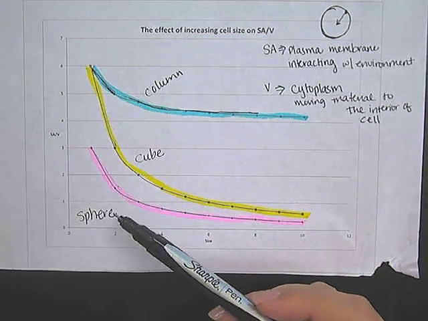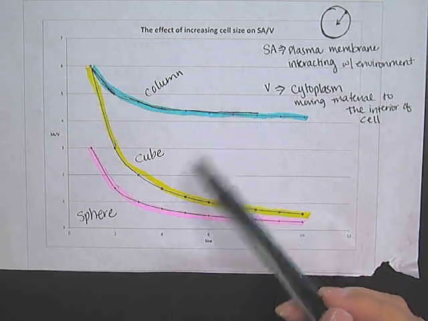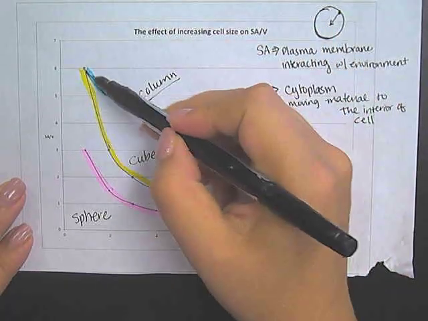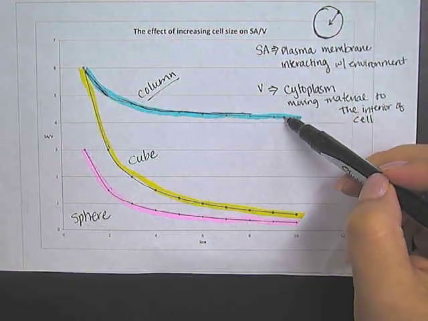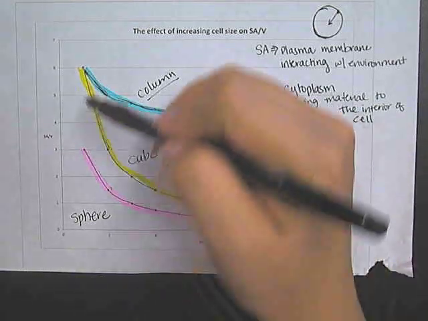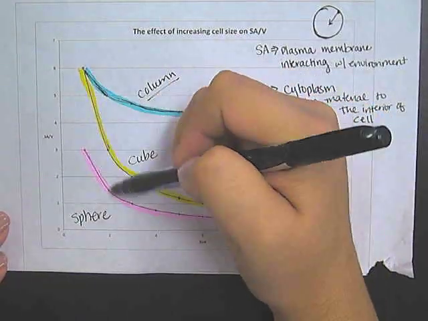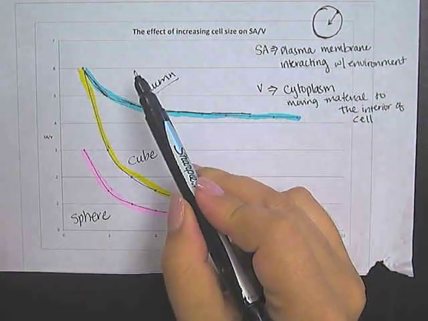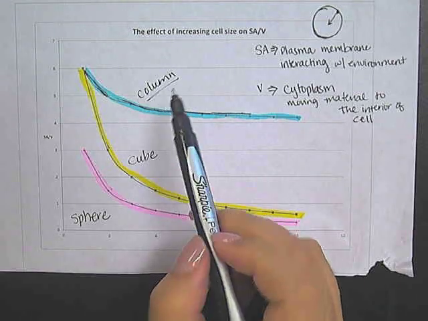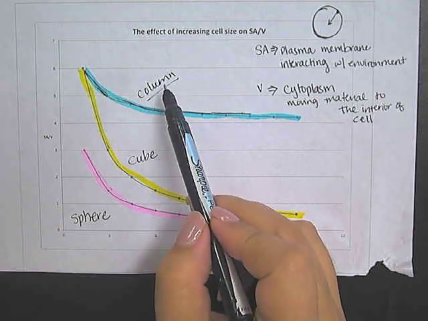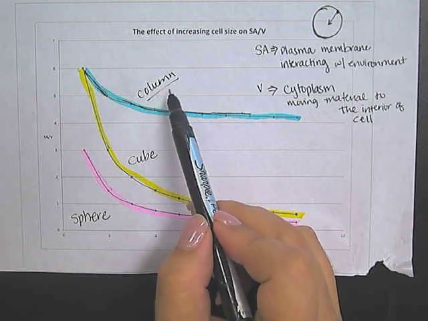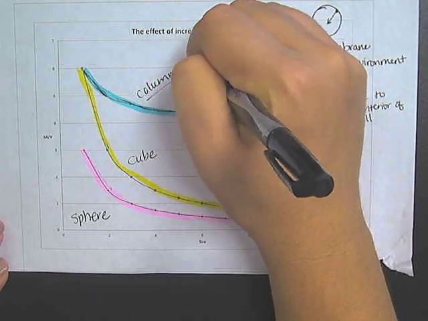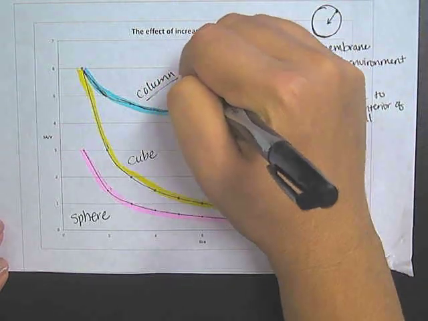So what this means is when a cell is going to be larger, a cell that is a column shape can still maintain a very high surface area to volume ratio when you compare it to a cell that is cube-shaped or a cell that is sphere-shaped. So when you think about cells that are a little bit larger, or if you think about efficiency of cells, the column shape is definitely advantageous. So some examples would be like microvilli. Think of the shape of roots.